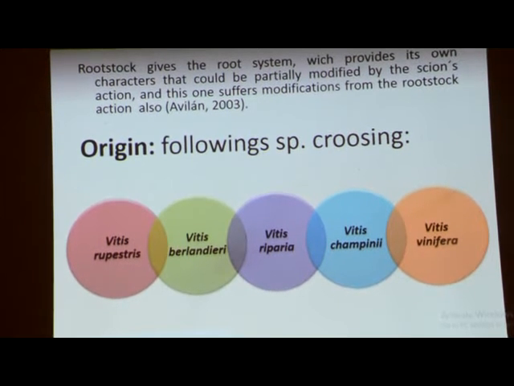Okay, so most of the rootstocks we use these days in the whole world are coming from the crossing or breeding from the following species: Vitis rupestris, Vitis berlandieri, Vitis riparia, and Vitis champinii. And a few rootstocks also come from the combination or crossing of these species with Vitis vinifera.